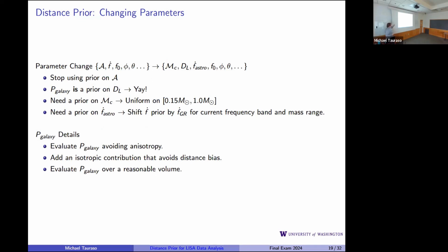So in order to actually evaluate P galaxy, we have to avoid anisotropy, which it turns out is fairly easy if you pick geocentric spherical coordinates. But there are other choices you could make here that don't work as well. We do need to add in that same isotropic contribution, and we need to do it in a way that avoids introducing a distance bias, bias toward too far or too close. And we also need to evaluate this thing over a reasonable volume.